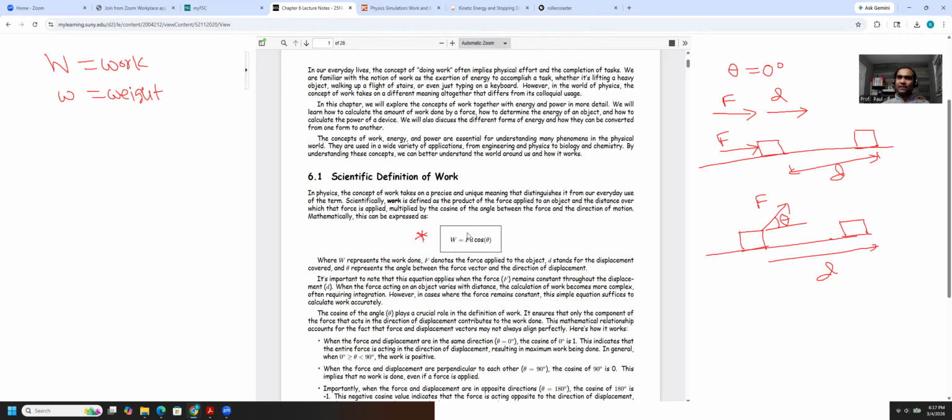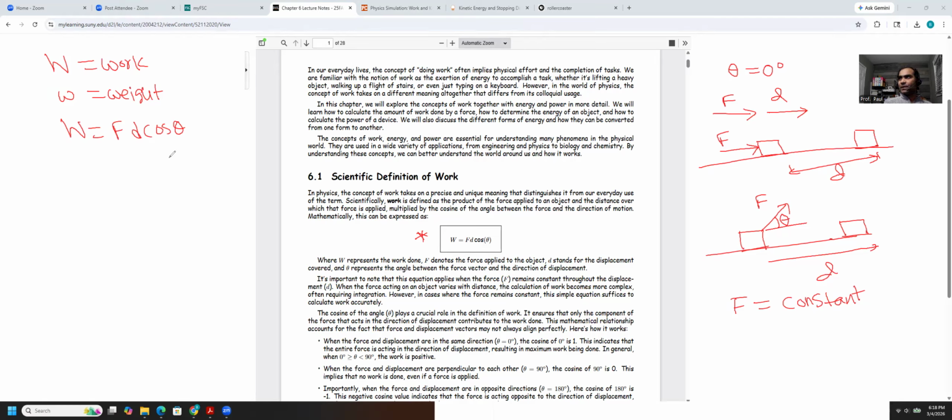Okay, now this equation is valid only when F is constant. Remember that you can use this equation when F is constant, a constant amount of force applied to the object. Okay, if the force is a variable force, there is a different story. Okay, we will see that at some point in the chapter. Okay, all right. Now this is our definition: W equals F d cosine theta.